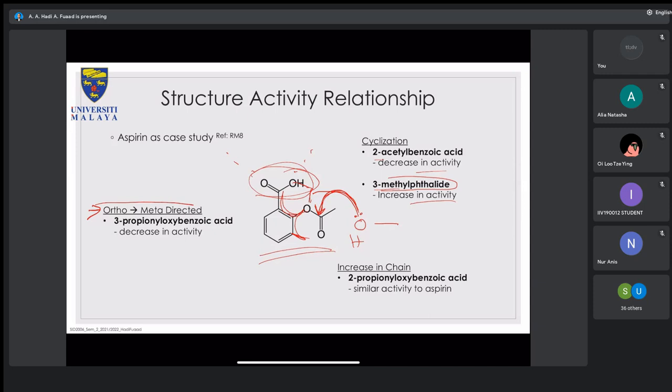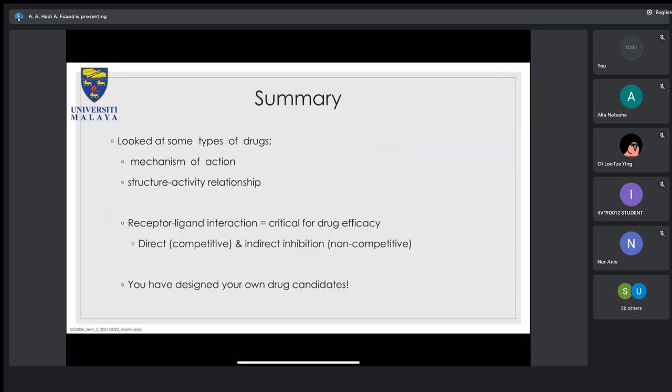If you increase the chain, if you switch it to 2-propionyl benzoic acid, I think it increases this length. So the activity is similar to aspirin. Towards the end of the day, as long as this ester bond can actually be cleaved off and linked to serine, then you pretty much have the same activity. I think that is all.